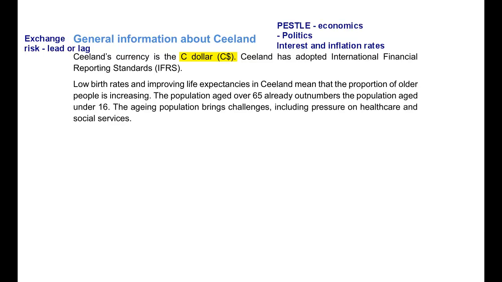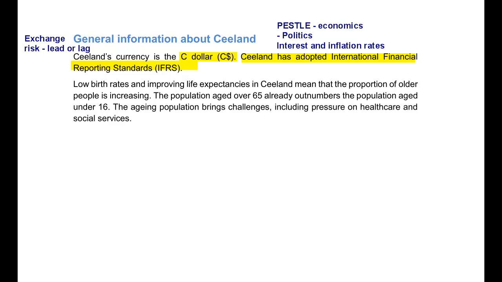And also we see that Sealand has adopted the International Financial Reporting Standards. So this means that the company will also have adopted the regulations required by the International Financial Reporting Standards in their accounts. This is all to do with the way in which they do their financial accounts. And of course, we'll see more of that later on in the financial statements video.